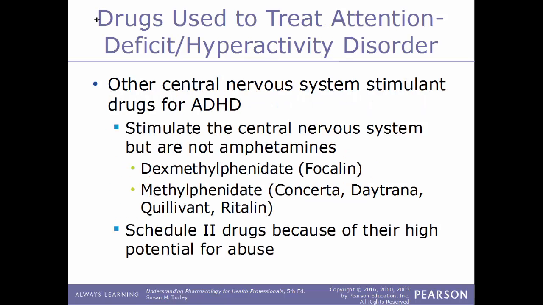Some other central nervous system stimulant drugs can be used to treat ADHD. Now, these act because they stimulate the central nervous system, but these are not amphetamines. Some examples of this would include dexmethylphenidate, also known by the name Focalin, and methylphenidate, also known by the various trade names Concerta, Daytrana, Quillivant, and of course Ritalin. And these are all classified as Schedule II drugs because of their high potential for abuse.